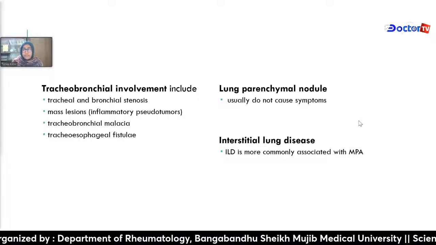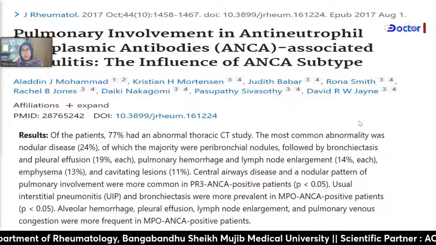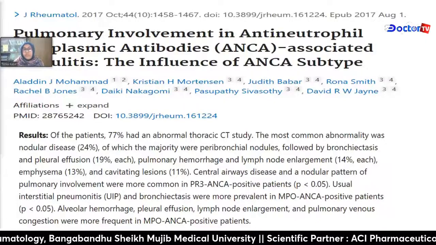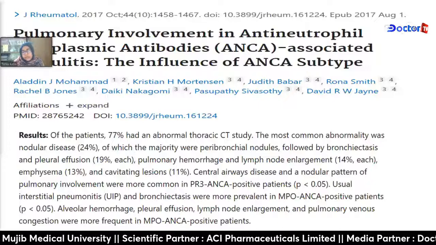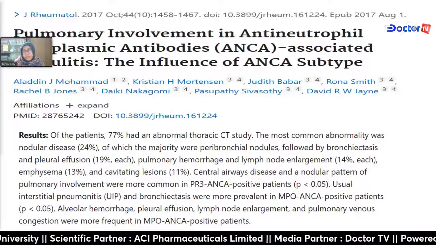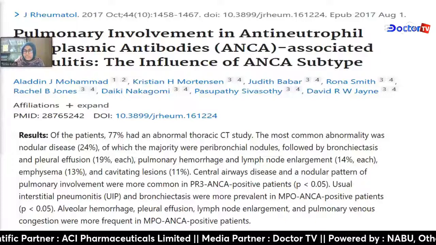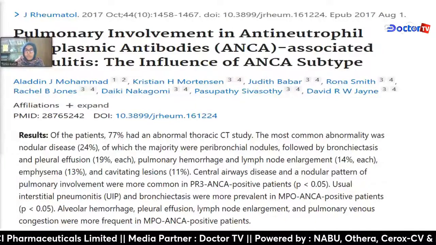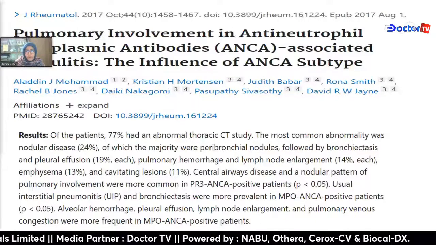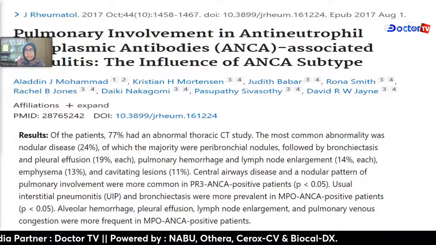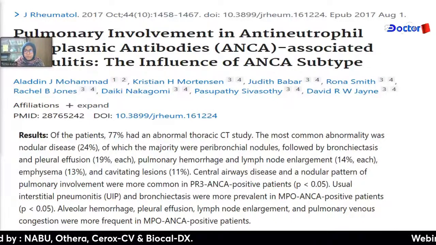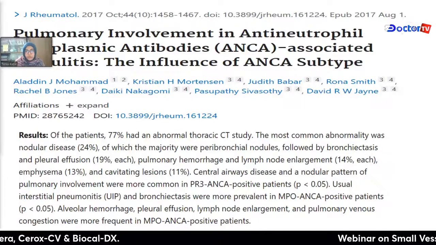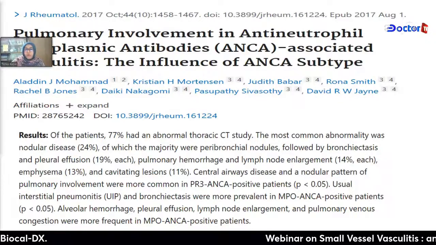This is a study which was conducted to find out the pulmonary involvement in ANCA-associated vasculitis and the influence of ANCA subtype. At the time of diagnosis, 78% of the patients had abnormal thoracic CT study. The most common abnormality was nodular disease, followed by bronchiectasis and pleural effusion. Central airway disease and nodular pattern of pulmonary involvement are more common in PR3 ANCA positive patients, and usual interstitial pneumonitis and bronchiectasis are more prevalent in MPO ANCA positive patients.